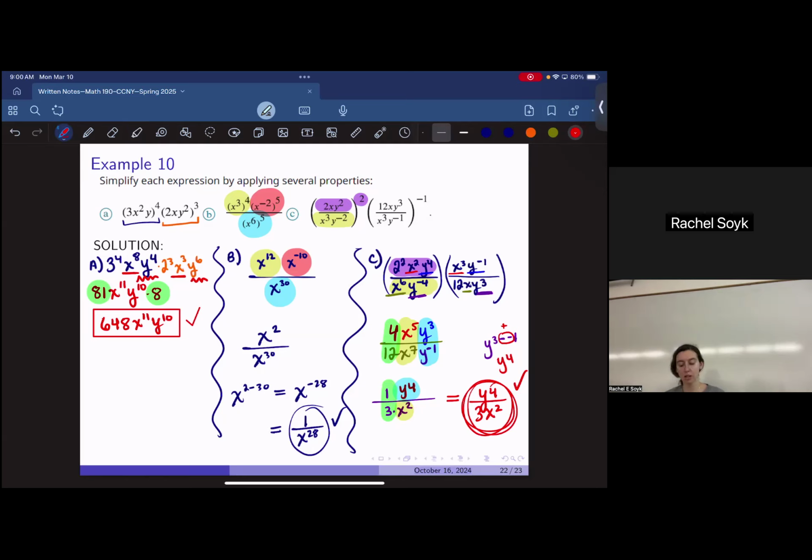Any questions on that last problem? Sort of combining all of our rules and properties that we've covered. These are very common problems that you'll see on assessments or quizzes.